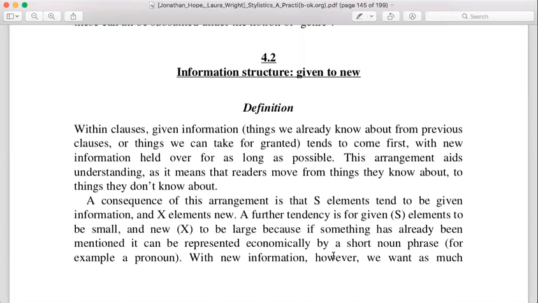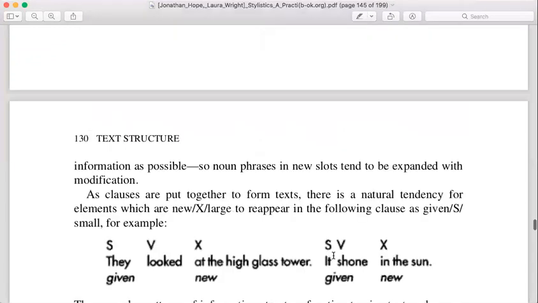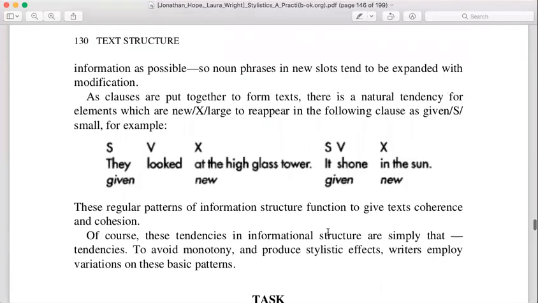So new information is elaborate, new information is detailed, and new information is large, because we want to have as much new information as possible. So noun phrases in new slots tend to be expanded with modification. Right, now there is an example. You would understand it better with an example.